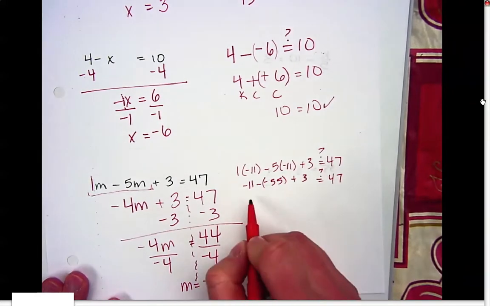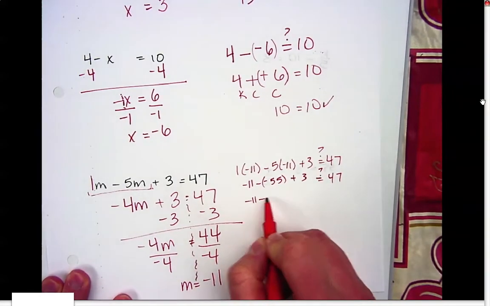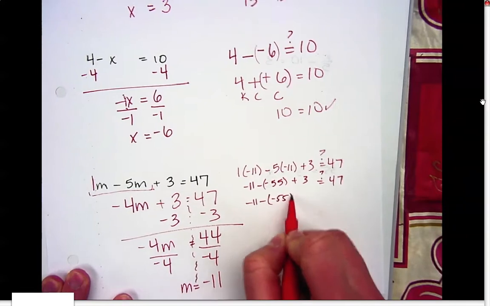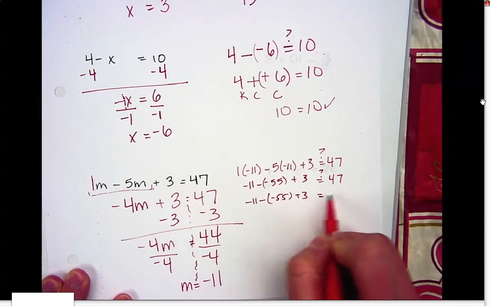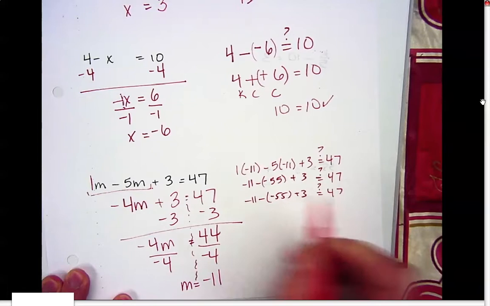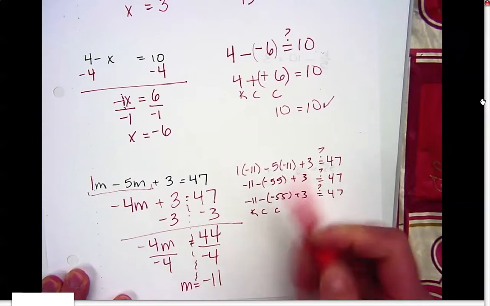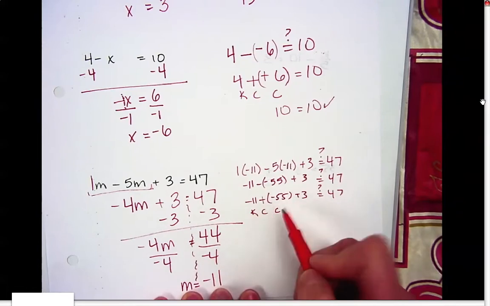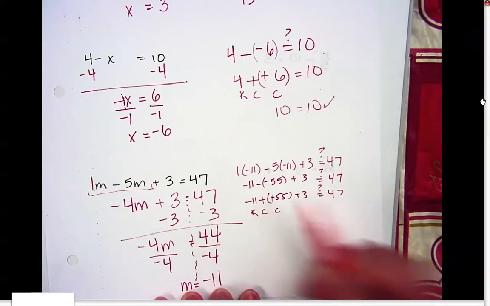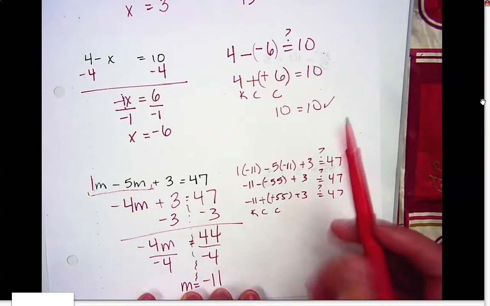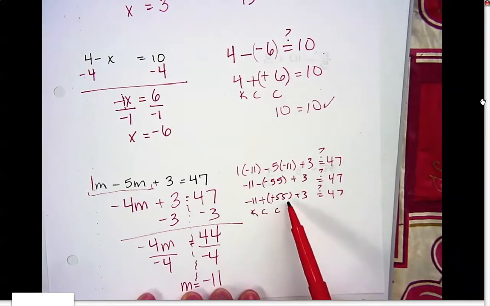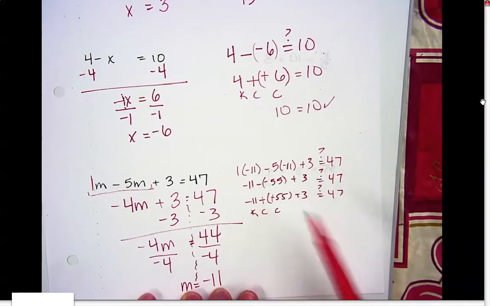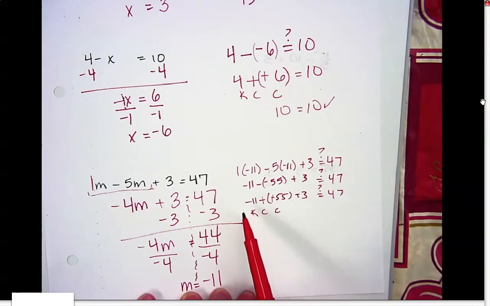But I'm going to rewrite it. And I'm going to do my keep, change, change. Keep negative 11, change from subtraction to addition, change from negative 55 to positive 55. All right, well, that works now. So now I have negative 11 plus 55, and I know that means in my head I'm going to subtract because I have a negative and a positive. They're different signs. I'm adding, so I subtract the numbers in my head.